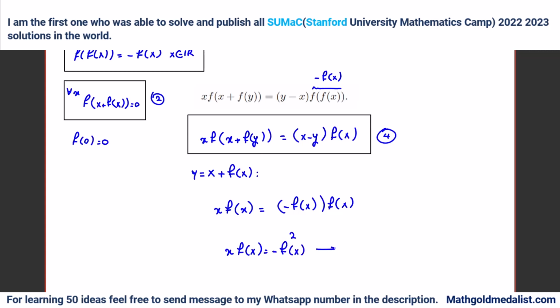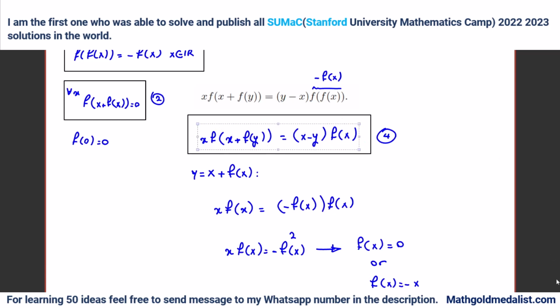Yes, so from here, what can we conclude? If f of x is not equal to 0, then f of x equal to negative x. So we can say f of x is 0 or f of x is equal to negative x. And that's so good because we found for each x, f of x is 0 or negative x, right? Now we want to see, is it possible that some of them equal 0, some of them negative, or not?